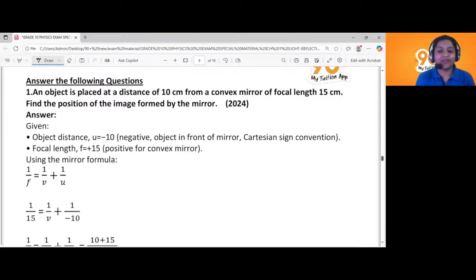Next, let's see some questions. Answer the following questions. And this question is from 2024 paper. An object is placed at a distance of 10 centimeter from a convex mirror of focal length 15 centimeter. Find the position. What do you mean by position? We have to find the value of V. V means the position, right? Position is given by V.